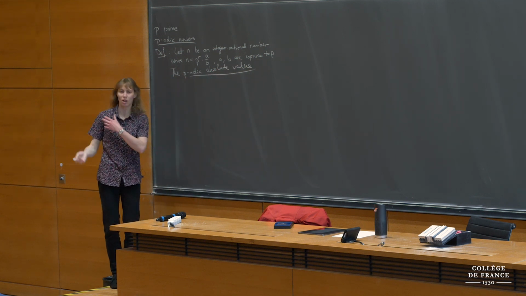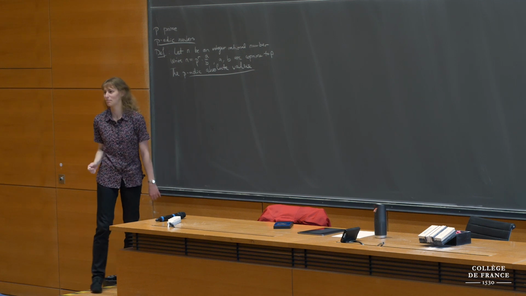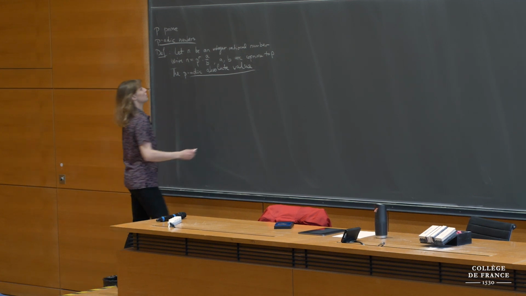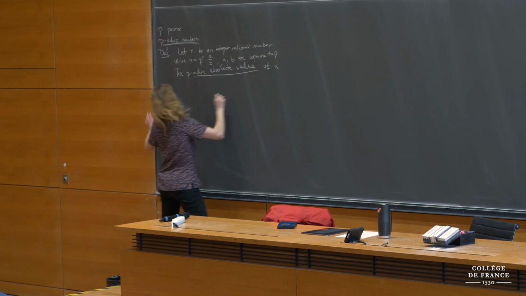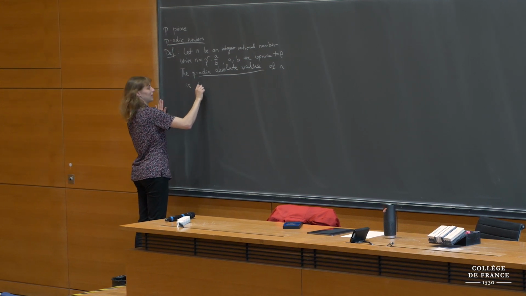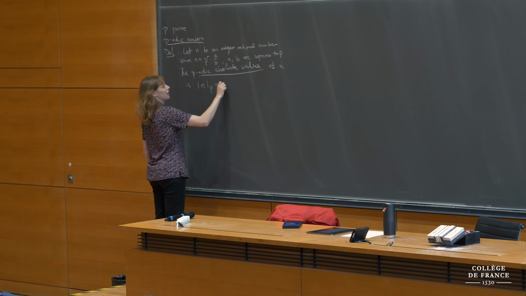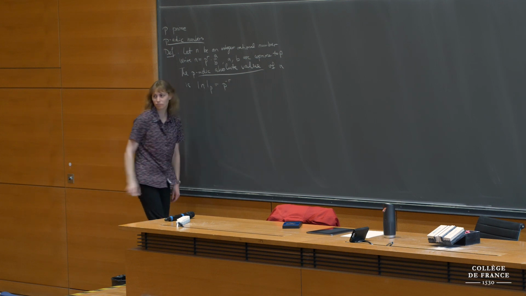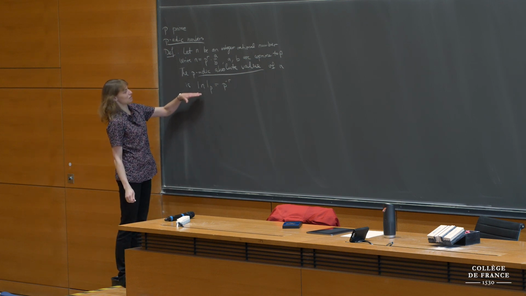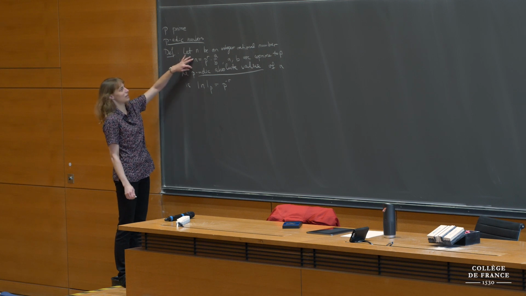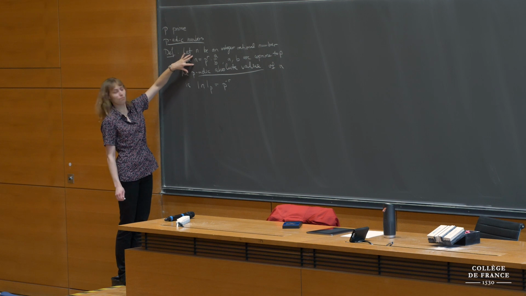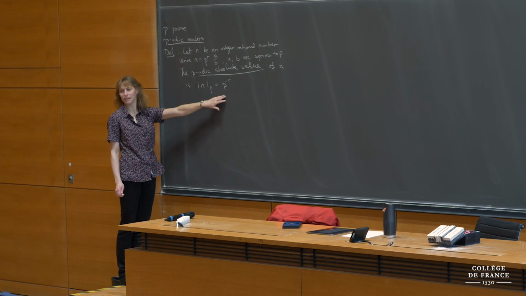If I'm writing too small or don't speak loud enough, just interrupt and ask. The p-adic absolute value of n, which I denote by the standard absolute value sign with a small p, is defined to be p to the minus r. That means the p-adic absolute value measures how often a number, an integer or rational number, is divisible by p. And the more often the number is divisible by p, the smaller the absolute value.